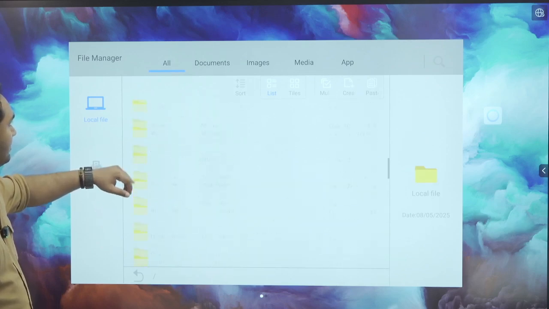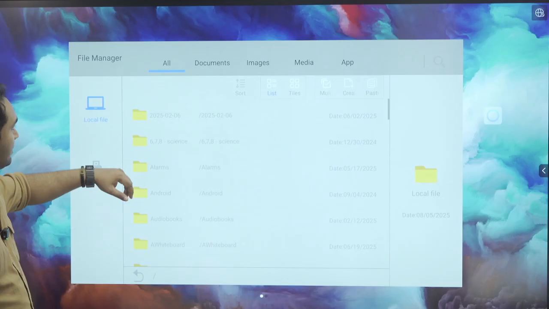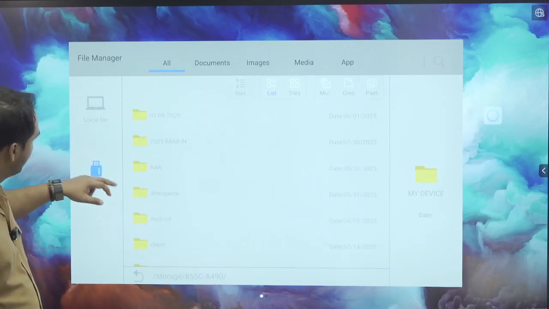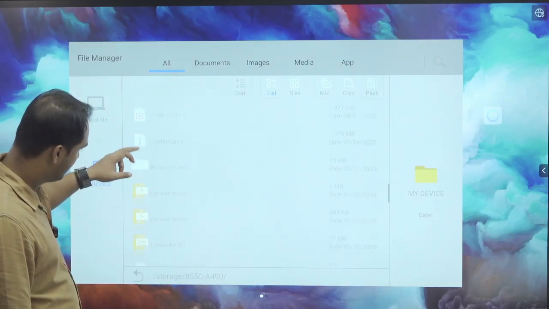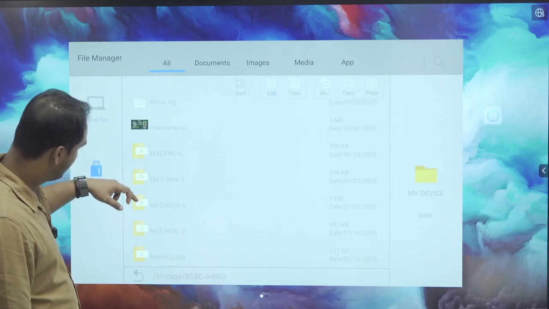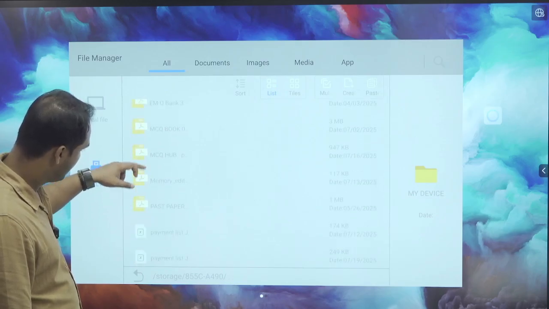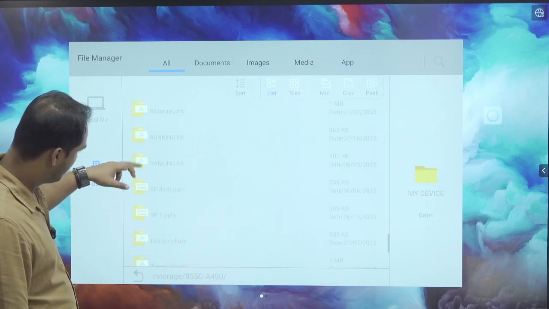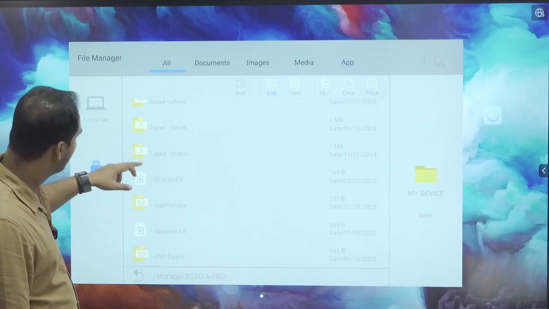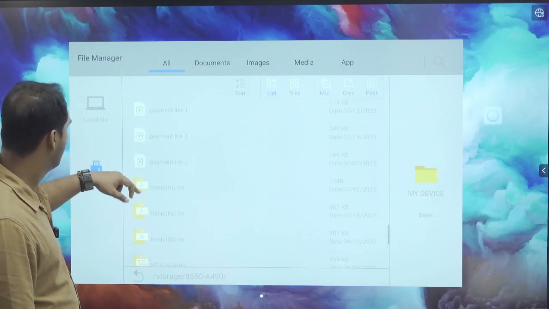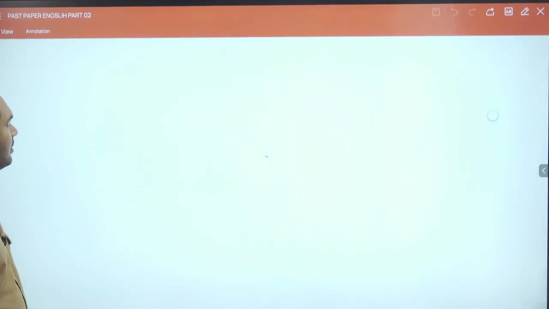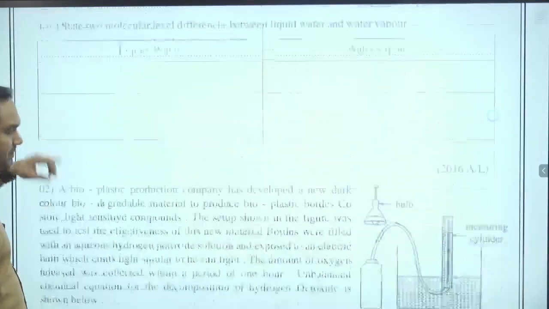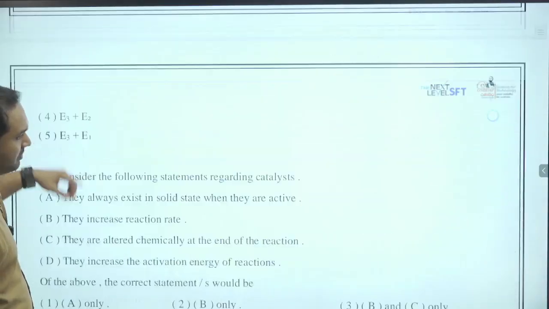There's the PDF. Where's the PDF? Make a past paper. Page number 45.